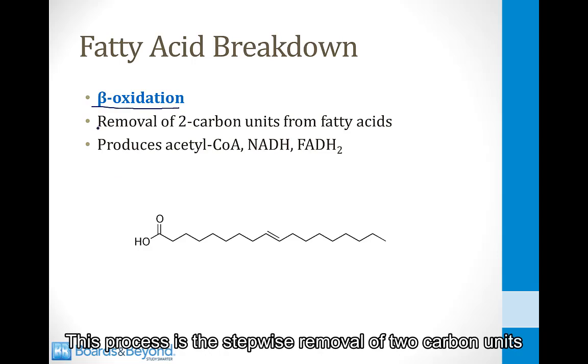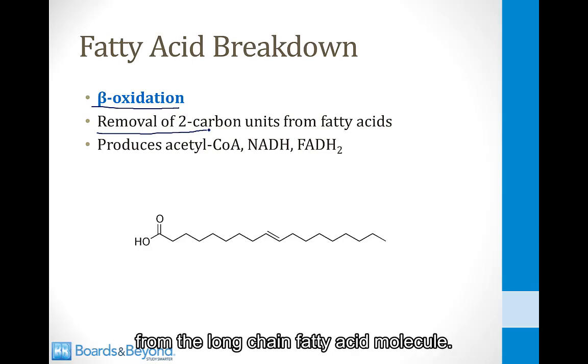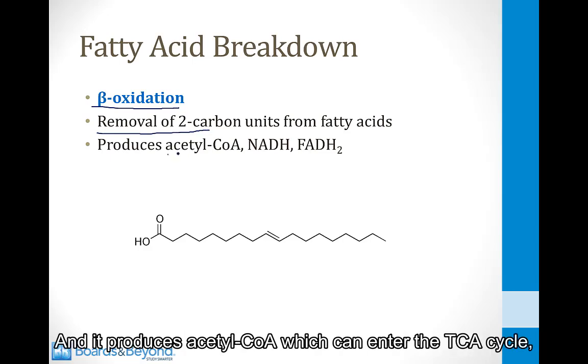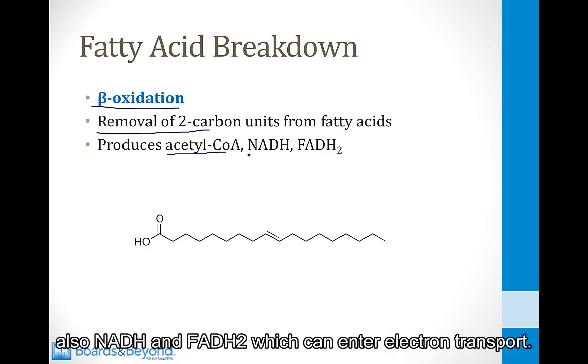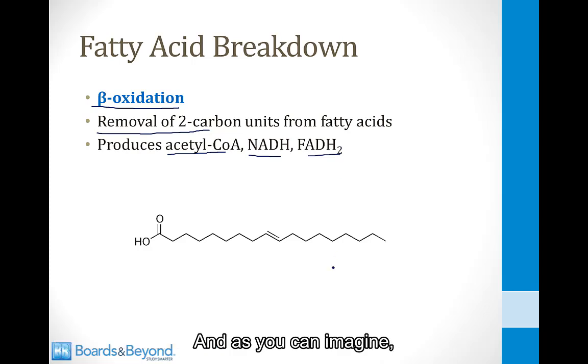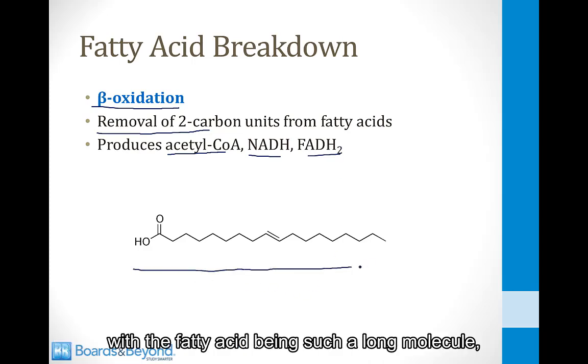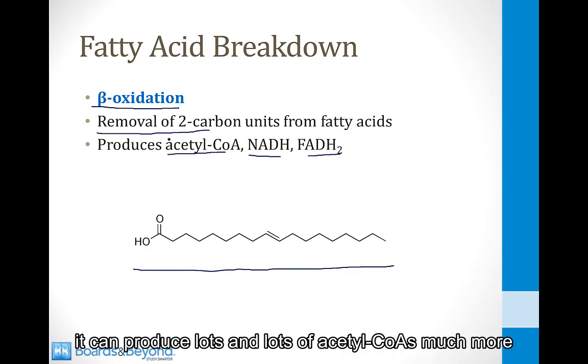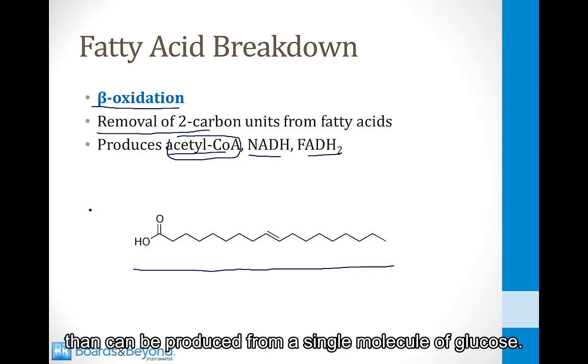This process is the stepwise removal of 2 carbon units from the long-chain fatty acid molecule, and it produces acetyl-CoA, which can enter the TCA cycle, also NADH and FADH2, which can enter electron transport. And as you can imagine, with the fatty acid being such a long molecule, it can produce lots and lots of acetyl-CoAs, much more than can be produced from a single molecule of glucose.